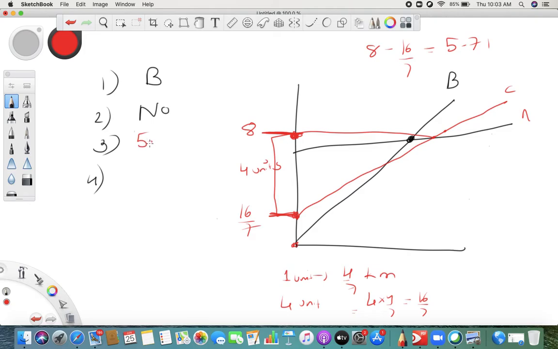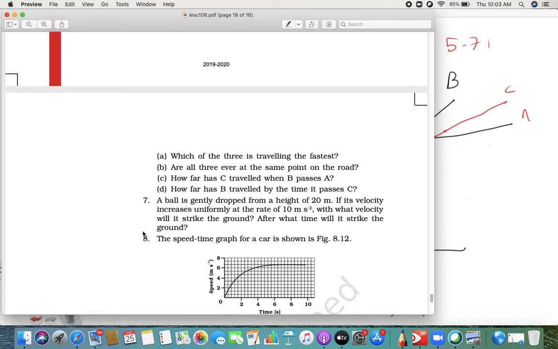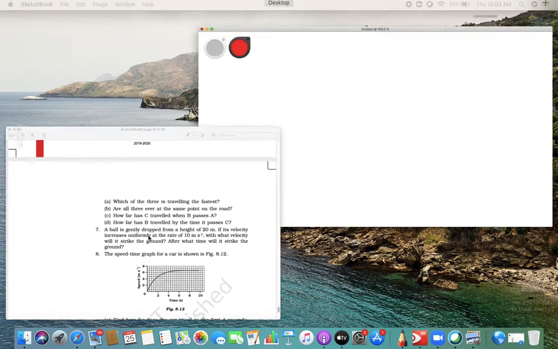So what is your distance? 5.71 kilometer. Okay. Now let's see the third question. See, the D question is not there in most of our books, so we will ignore these questions right now. Right. Now let's see the next question.